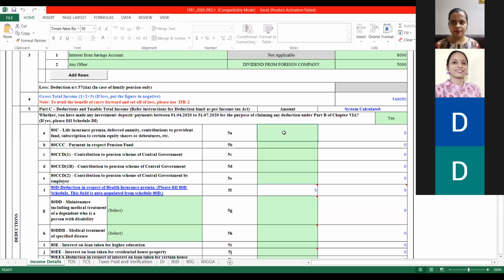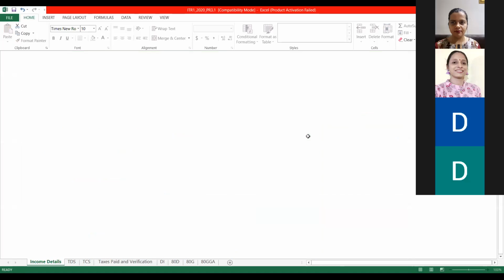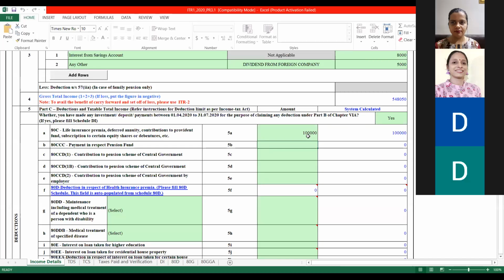So say for example, I try to enter 2 lakhs over here. You can see here it is taking 1,50,000 because we know 80C's maximum deduction is 1,50,000. So I will not show 2 lakh, I will show 1 lakh. There is a reason behind it. Okay, so I'm showing 1 lakh only.